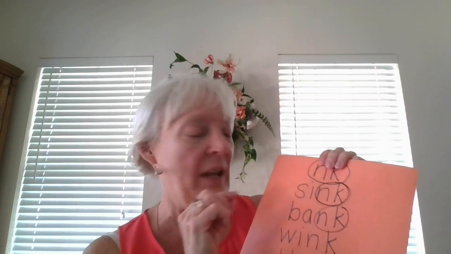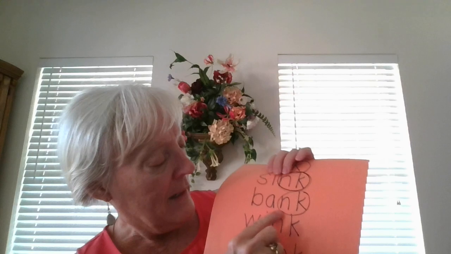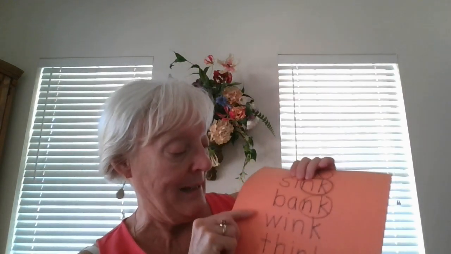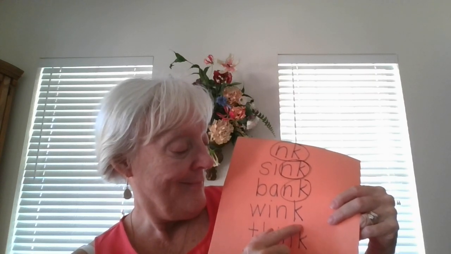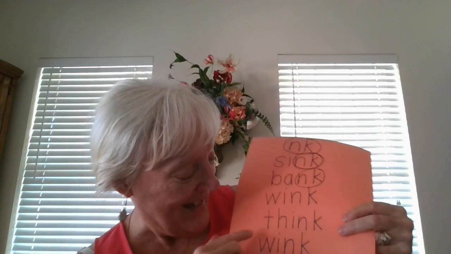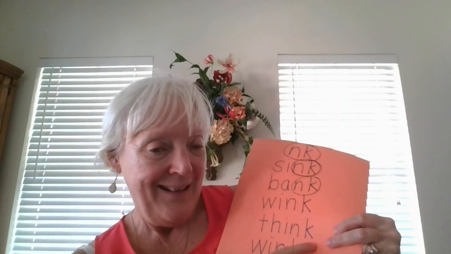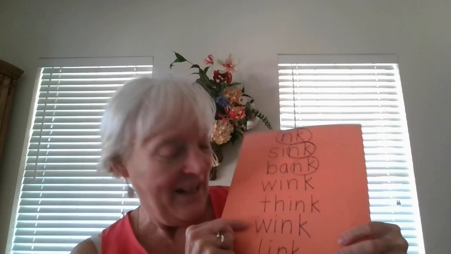What's it make? Sink, ink. You have an NGK sound there, but it's spelled with an NK. Okay, let's go to the next one. What's that make? Bank. Okay, let's go to the next one. Did you get it? Did you say wink? You got it then. Oh, TH. What's TH say? What's the whole word? Think. Yes, it's think.